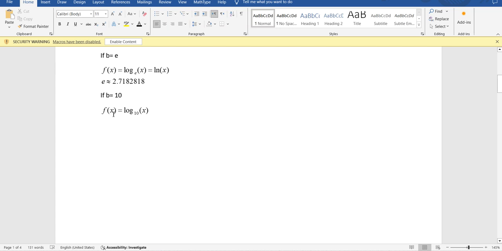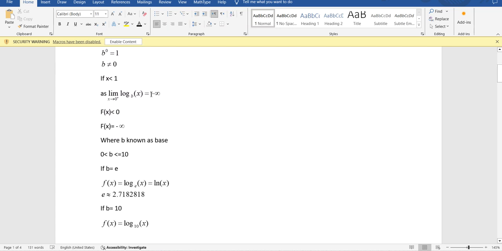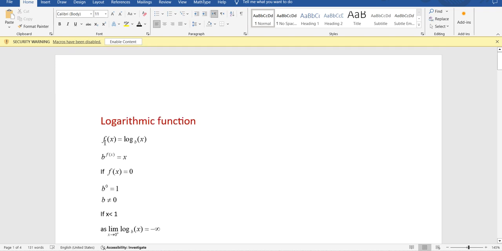If b is equal to 10, f of x equals log with base 10 of x. So you know, x is impossible to be 0 or a negative number, because it's impossible to find a power, negative or positive, that gives you a negative value.